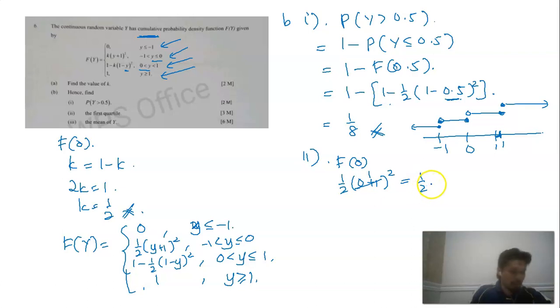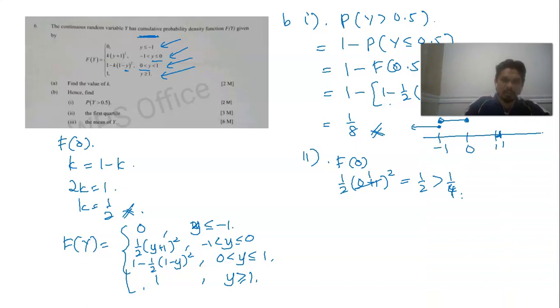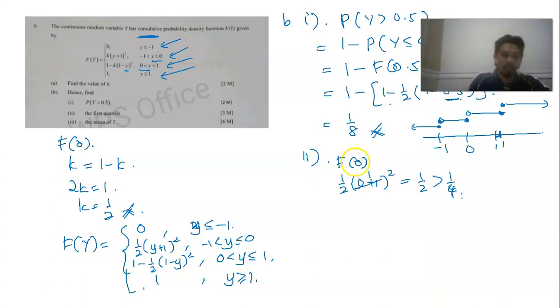But the question wants us to find the first quartile. The first quartile, this is greater than 1 over 4. So let's make this Fy equal to 1 over 4. So 1 over 2, it lies between 0 here. So it lies between -1 and 0. Let's try. Sorry.